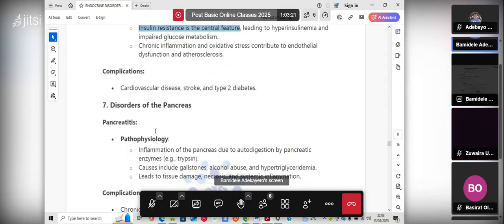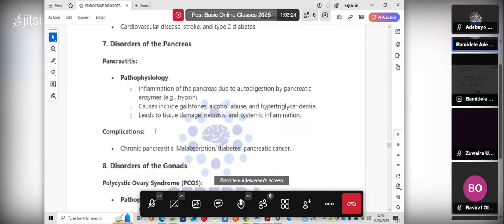Now the disorders of the pancreas, which helps to produce insulin. When there's pancreatitis, the pancreas is inflamed due to whatever reasons. It could be due to infection or auto-digestion by pancreatic enzymes. It could be caused by gallstones, alcohol abuse, genetics, or infection. What it does is lead to tissue damage. The pancreas itself becomes damaged because it's inflamed, with necrosis and systemic inflammation.